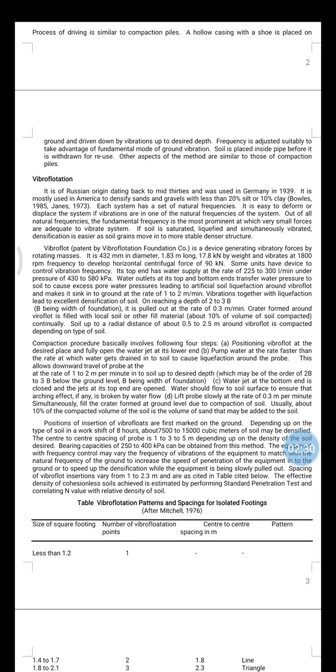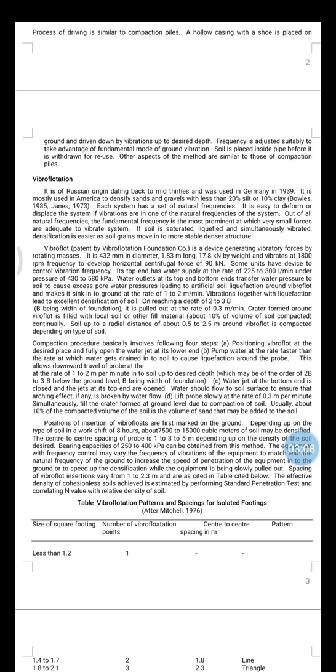First I will tell the dimensions of this device. It is 432 mm in diameter, 1.8 meter long, 17.8 kilonewton weight, and vibrates at 1800 rpm frequency to develop a horizontal centrifugal force of 90 kilonewton. These are the dimensions which show its capacity. Some units have a device to control the vibration frequency.